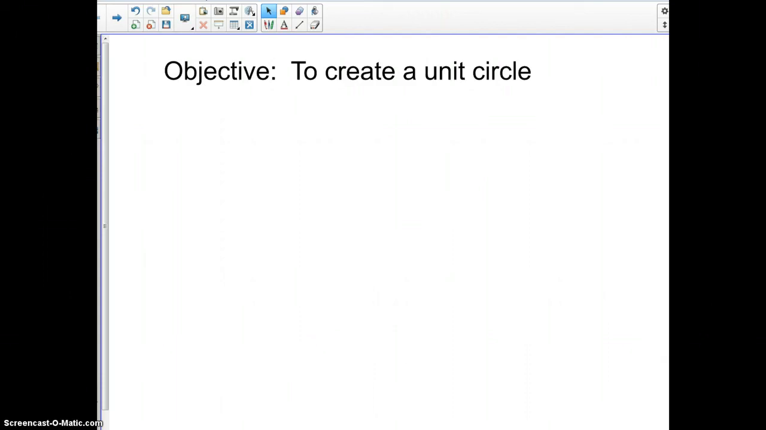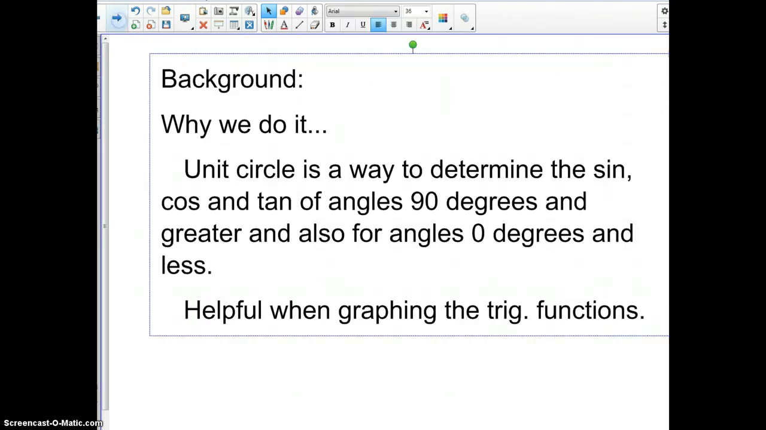The reason you're watching this video is to learn about creating a unit circle. And there's a couple of things as far as background. Why do we do it? A unit circle is a way to understand the sine, cosine, and tangent of angles that are greater than 90 degrees and also less than or equal to 0 degrees.